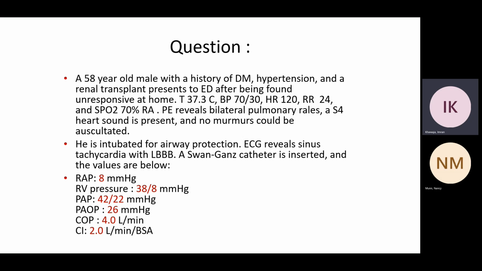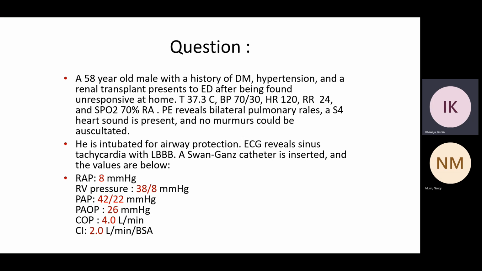Medical history of diabetes, hypertension, and renal transplant. Presents after being found unresponsive at home. Temperature 37.3. Blood pressure 71, hypotensive, tachycardic, tachypneic, hypoxic. Exam reveals bilateral rales. S4 is present, no murmurs. He is intubated for airway protection, and he shows signs of tachycardia with left bundle branch block. A PA catheter is inserted, and values are as below. Right ventricular pressure is high.